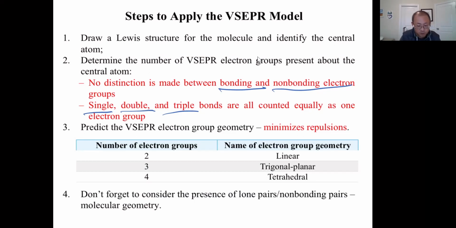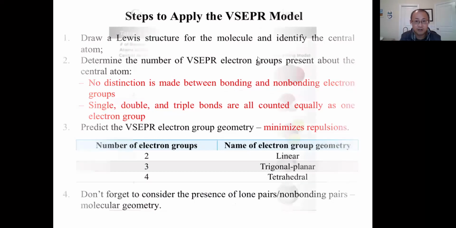And finally, use the theory to determine the geometry, because these groups will minimize the repulsions by separating the maximum. 2 groups, linear. 3 groups, trigonal planar. And 4 groups, tetrahedral. And finally, when you determine the geometry of the molecule, you need to consider lone pairs or non-bonding electrons as well. Because if you have non-bonding electrons, the molecule geometry will be a derived geometry by taking away the non-bonding.